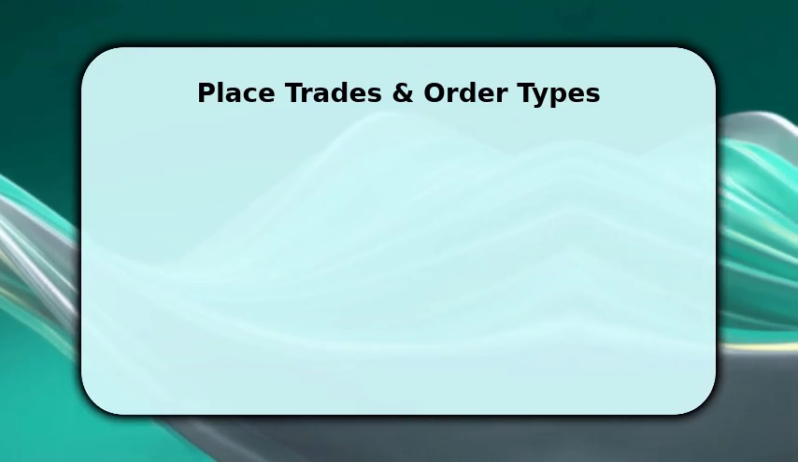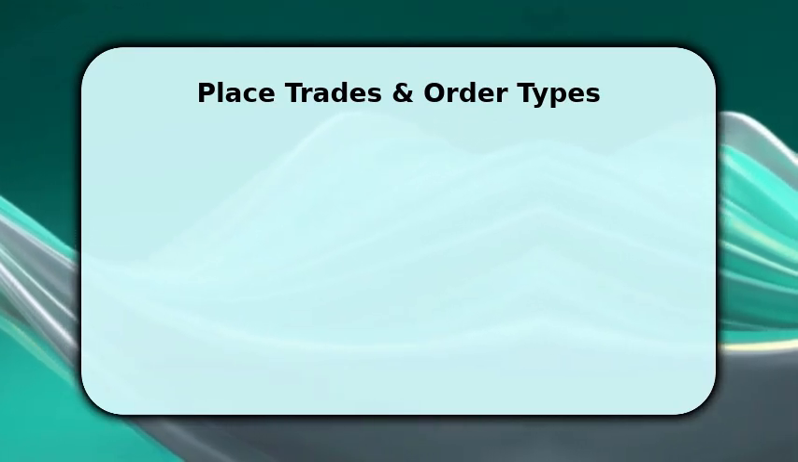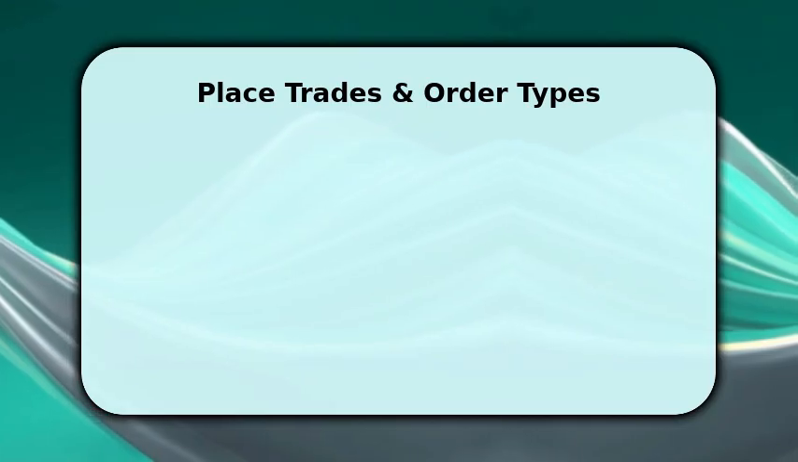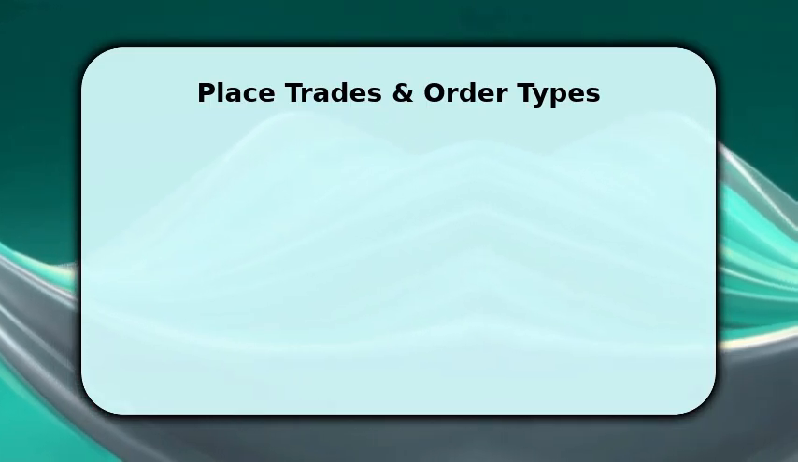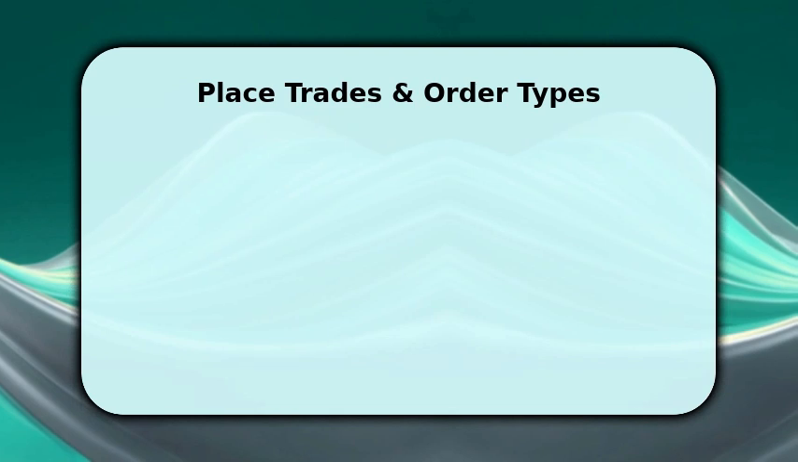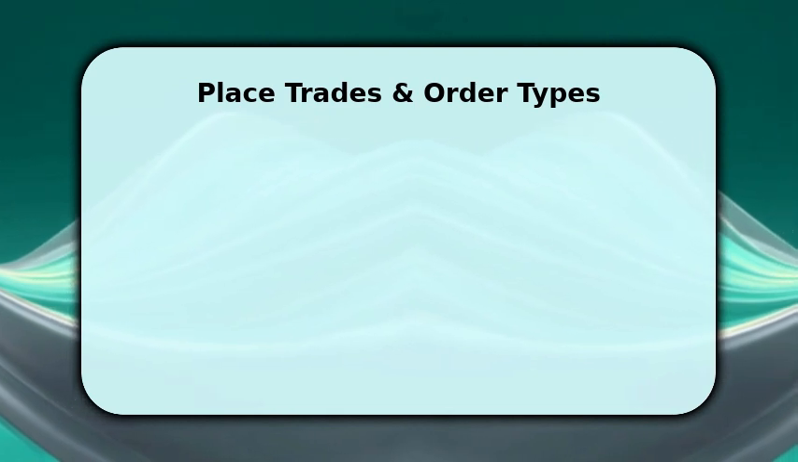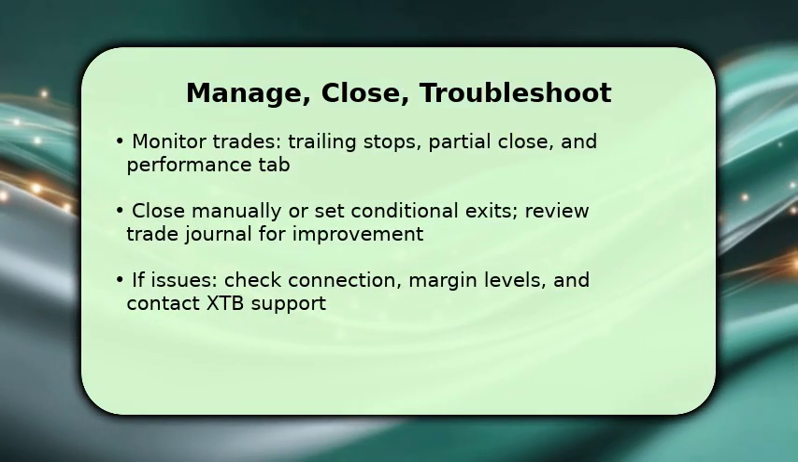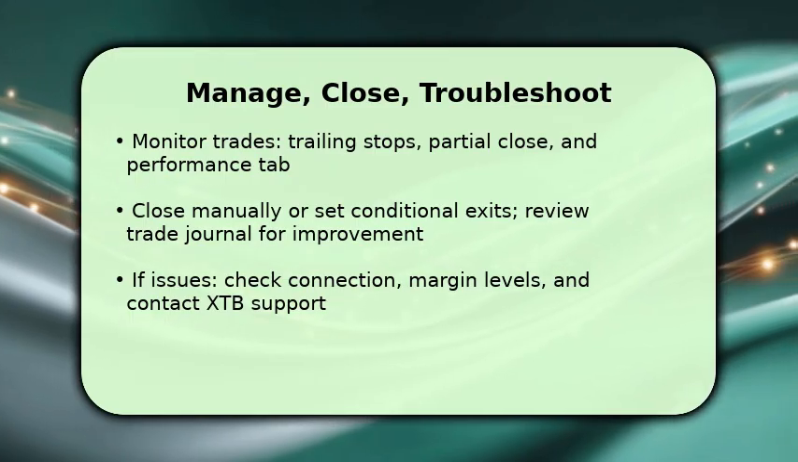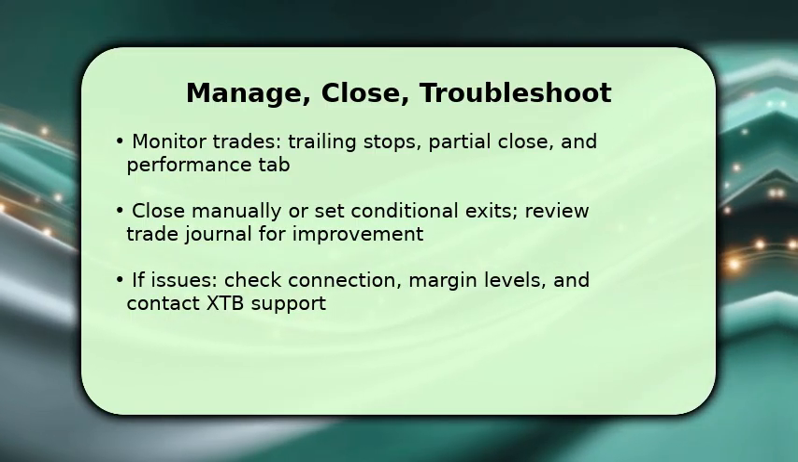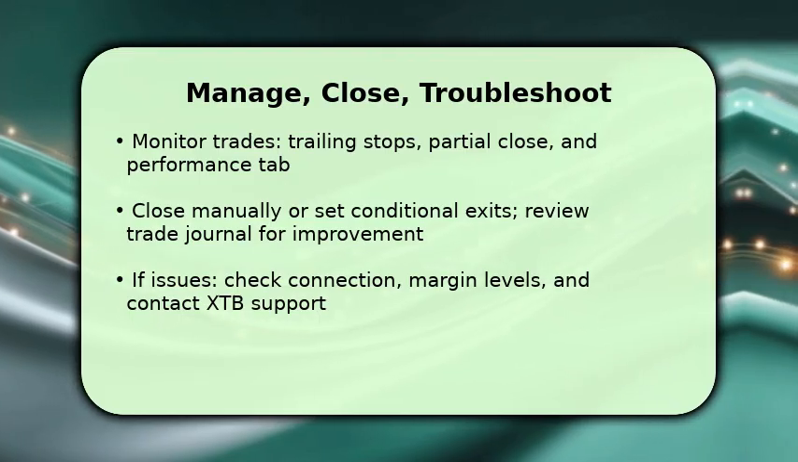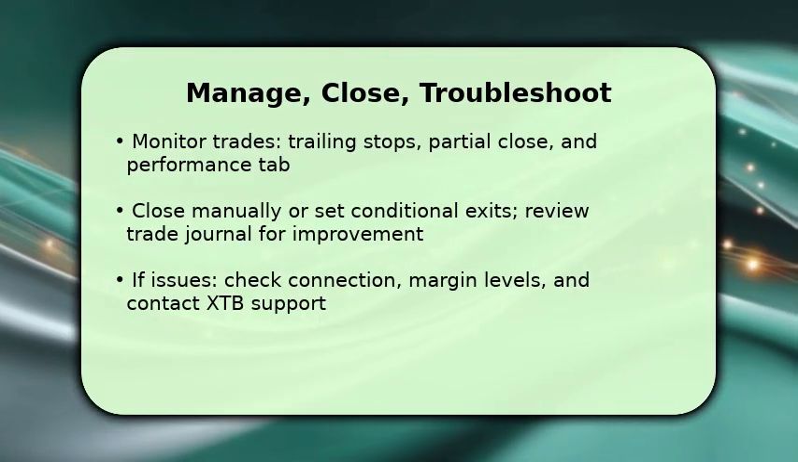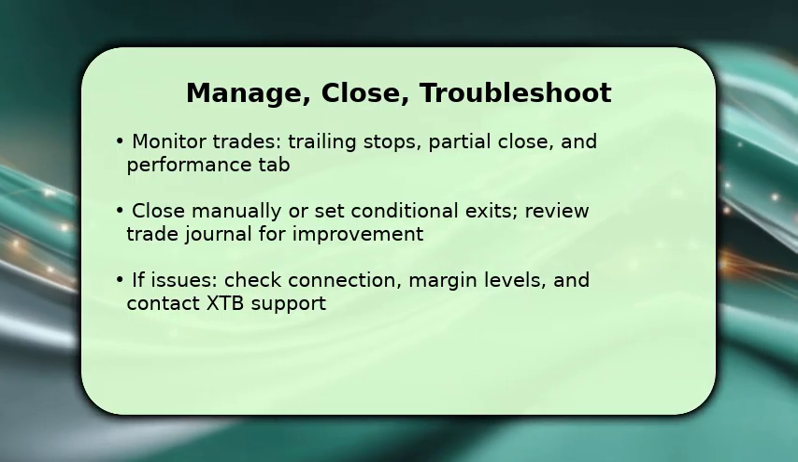Then calculate position size using a fixed risk percentage of your equity, accounting for leverage and margin so you don't overexpose the account. Finish by actively managing open positions. Use trailing stops to lock profits, perform partial closes when targets hit, and watch the Performance tab to track metrics. When ready, close manually or rely on your preset stop and take profit levels. Make sure orders confirm on the ticket.